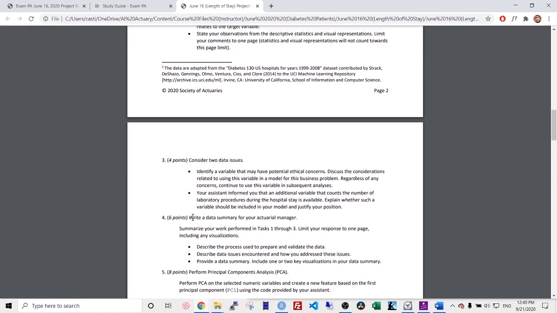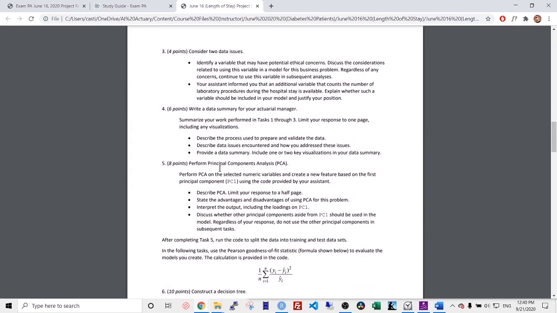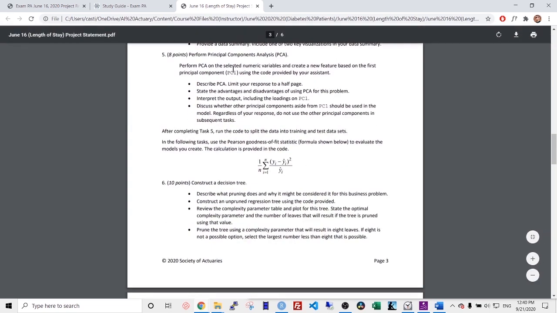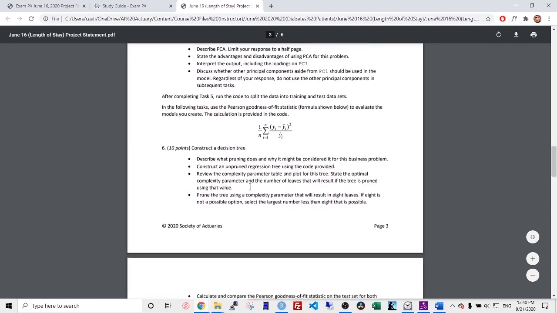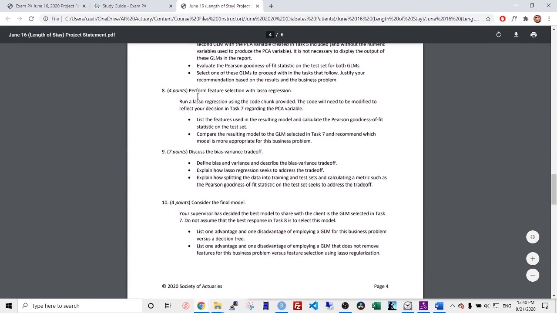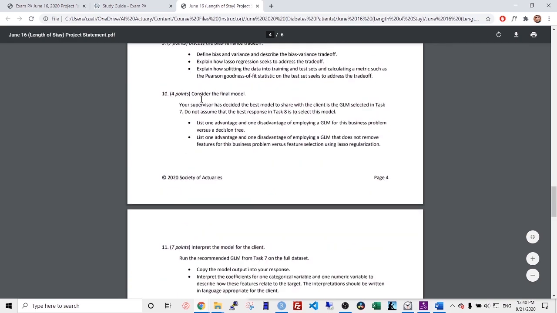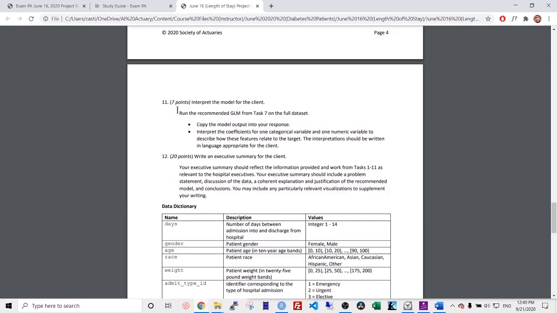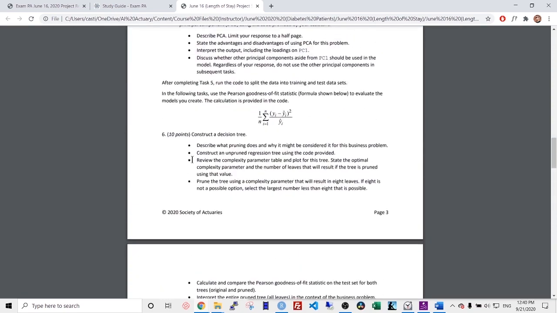So I really want to be careful here. Next, perform principal component analysis, 8 points. 10 points, construct a decision tree. 7 points, construct a GLM. 4 points, perform feature selection and lasso regression. 7 points, discuss the bias variance trade-off. 4 points, consider the final model. 7 points, interpret the model for the client, and 20 points, write an executive summary. So it looks like this is going to be a data-centric exam.